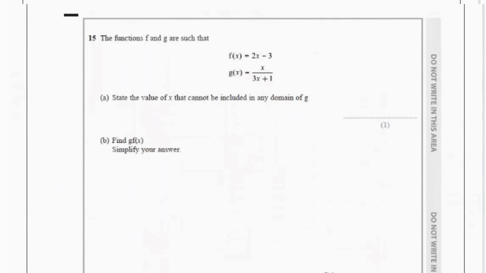The next question is on functions. It says that f of x equals 2x minus 3 and g of x equals x over 3x plus 1. We have to state the value of x that cannot be included in the domain of g. When you have a rational function, which is a function with a fraction, with a variable in the numerator and denominator, to figure out the value at which the function does not exist, you put your denominator equal to 0. So 3x plus 1 equals 0, and x is going to be negative 1 over 3.